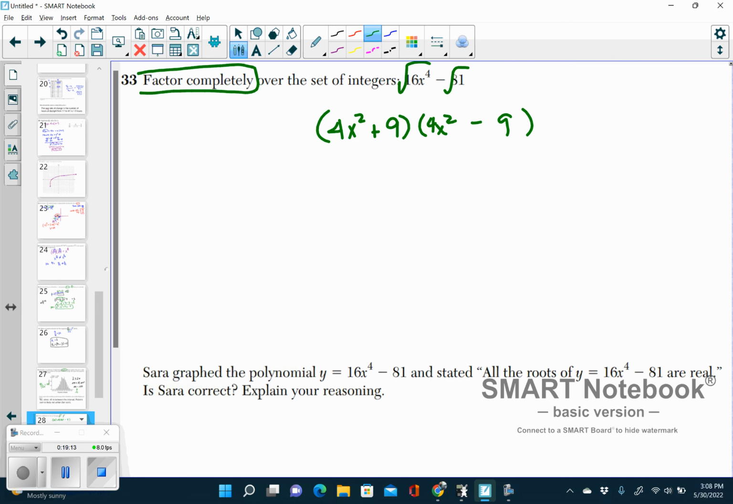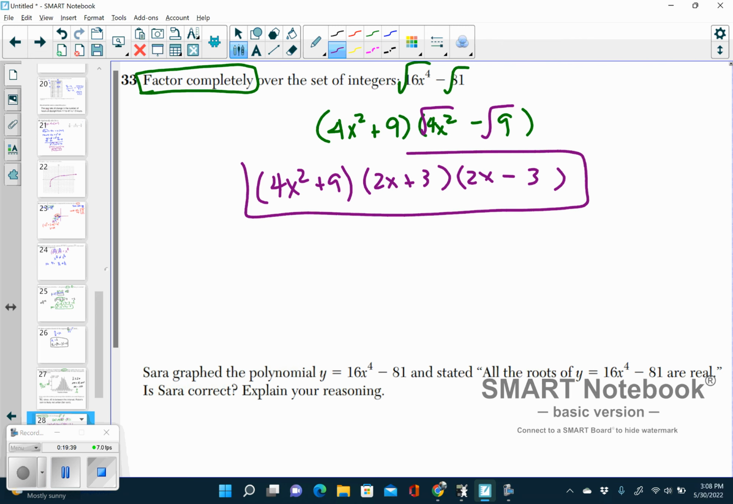It says factor completely, so it's actually giving me a hint that I can factor further. So this 4x squared plus 9, since there's a plus, you're going to leave that alone. I'm just going to write that down again, 4x squared plus 9. But this one can also be factored down again, square root, square root. So this is going to be another double bubble, 2x plus 3, 2x minus 3. Okay? And that is factored down as much as possible, so I'm done.